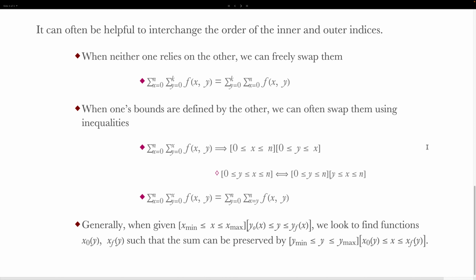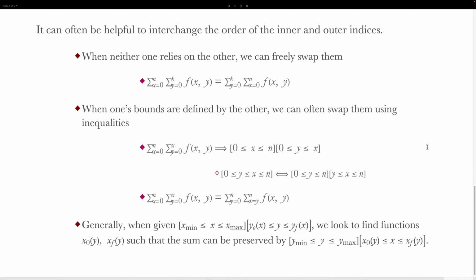Another especially convenient case is when one's bounds are defined by the other, but we can just move them using inequalities. Now this won't work all the time, but if we're given a case like the sum from x equals 0 to x equals n of the sum from y equals 0 to y equals x of f of x comma y, we can then write out the bounds using 0 is less than or equal to x is less than or equal to n, and then 0 is less than or equal to y is less than or equal to x. From there, we can merge these into one inequality.